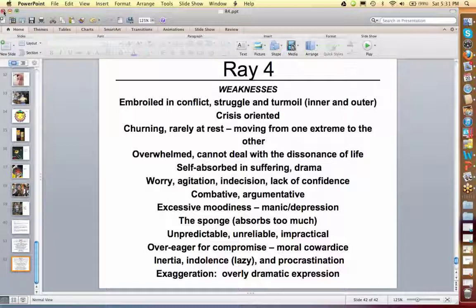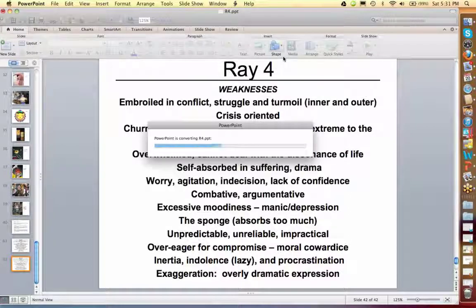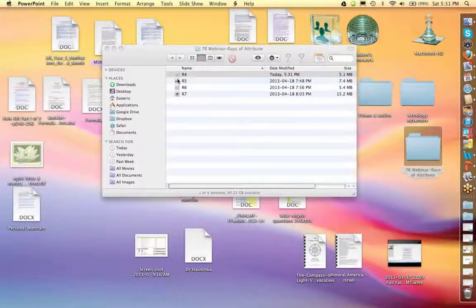Okay, let's do this. I've got an hour left. I can't believe I've spent a half an hour on this, and I've only got another hour to do 3. So bear with me, everybody. We move on to Ray 5.